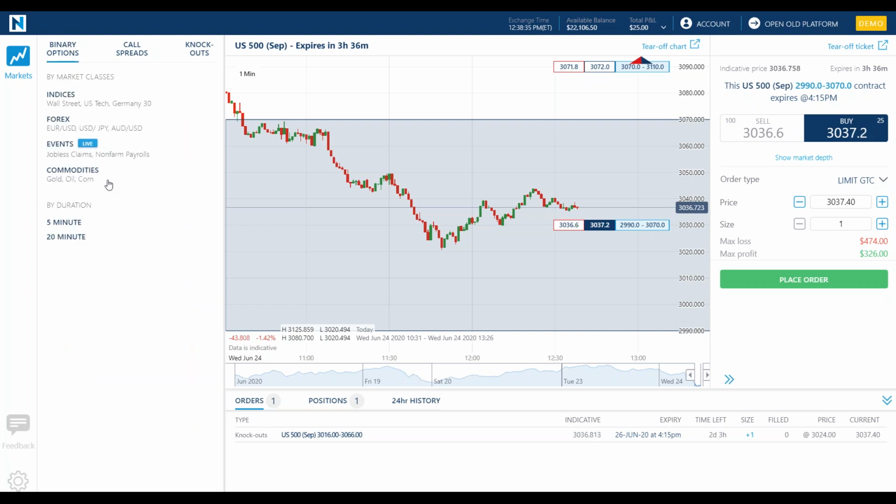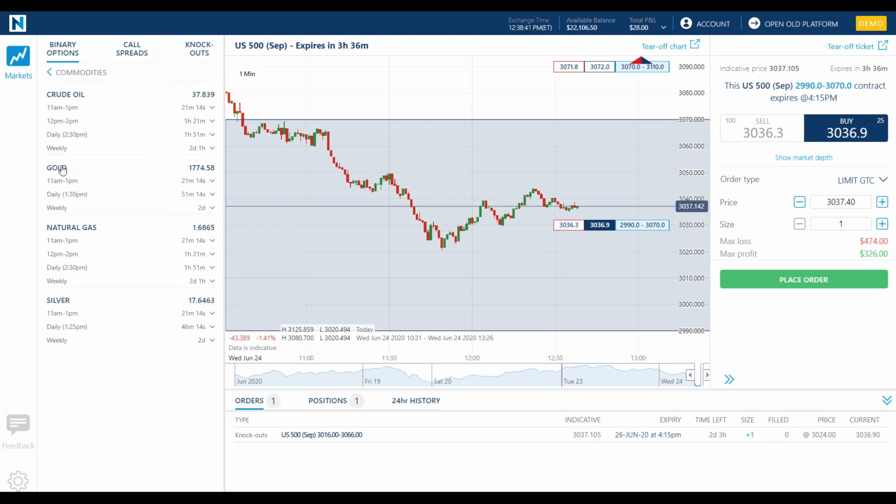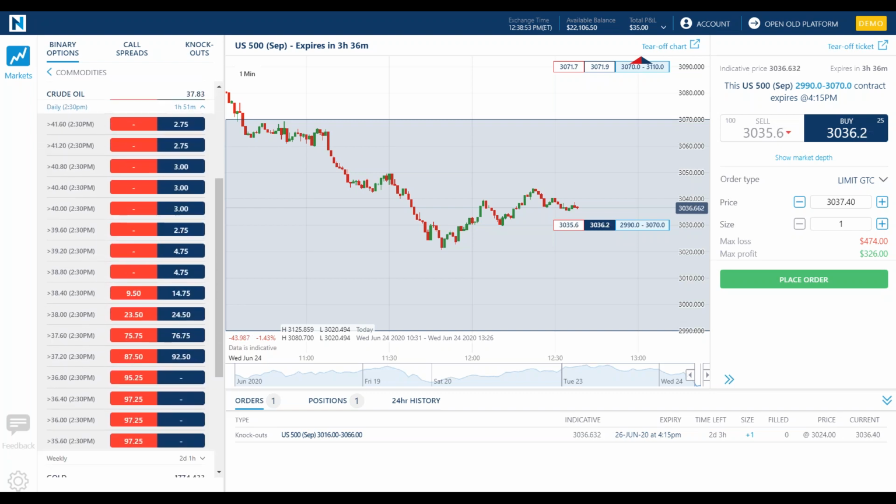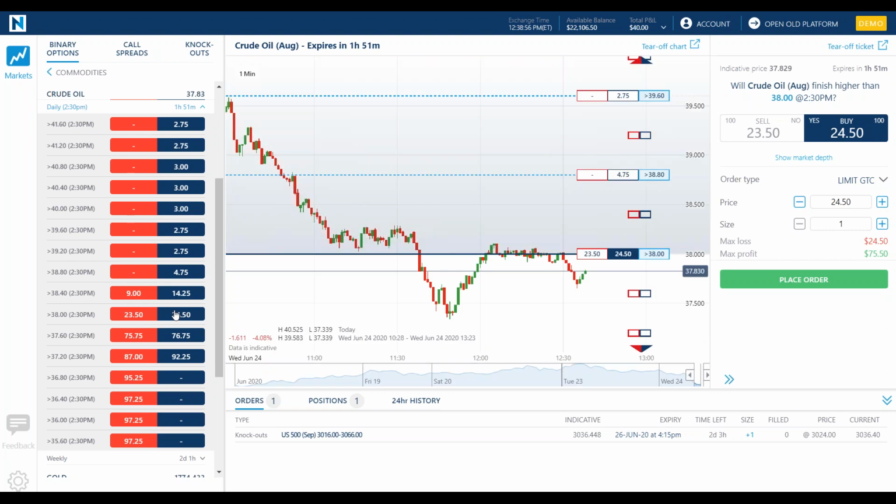Now let's look over at binaries. And what is a binary? If you're not familiar with binary options, it's a simple yes or no proposition. I'm going to click into our binaries right now, and I'm going to look at a commodity, crude oil. It's been pretty popular. Let's go ahead and take a look at the daily. I'm just going to pick one.